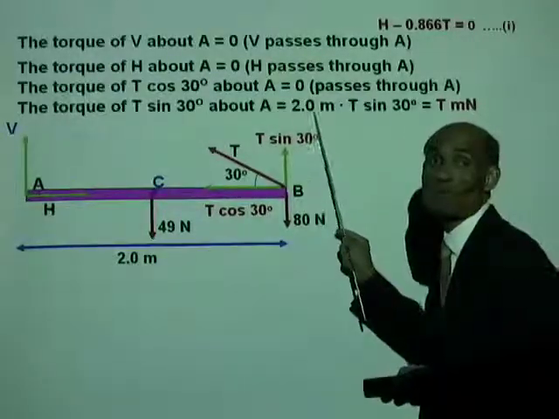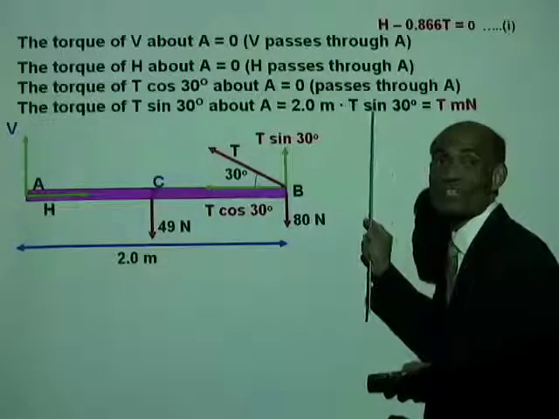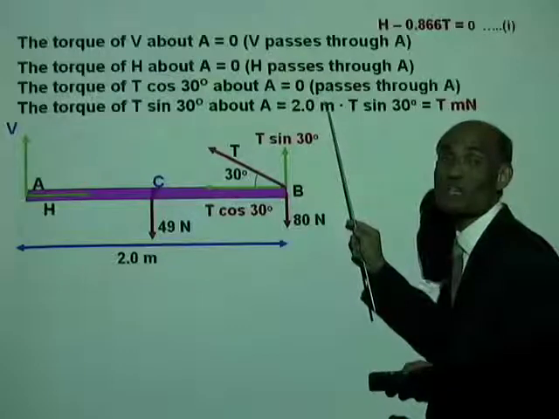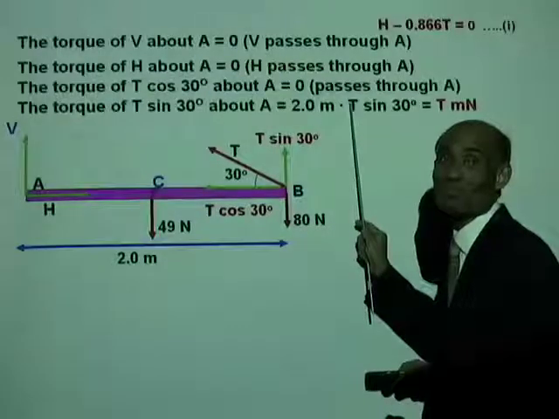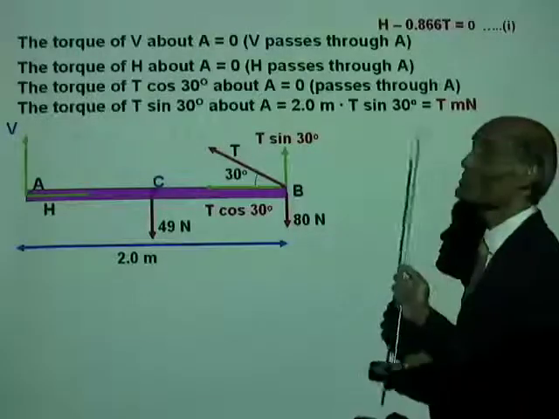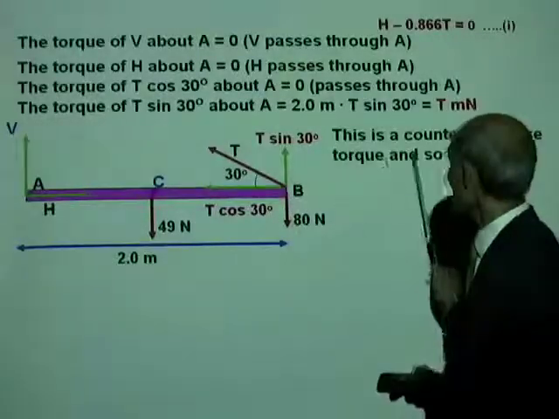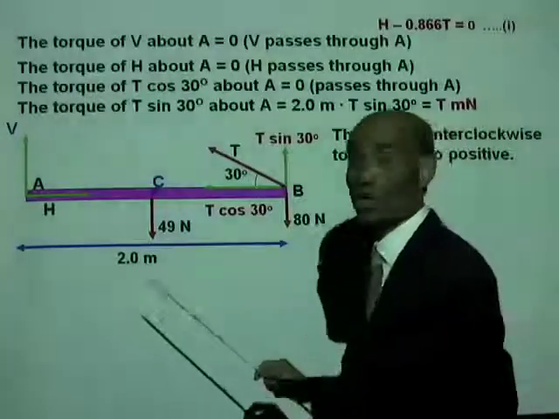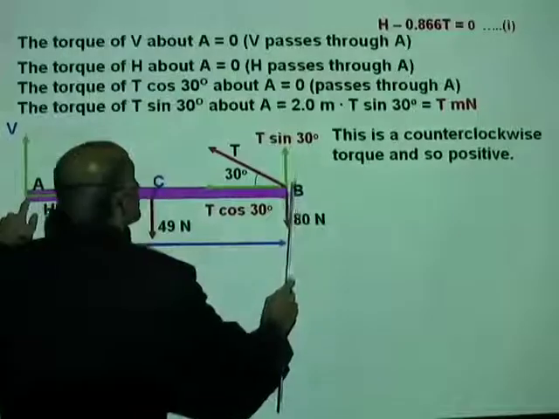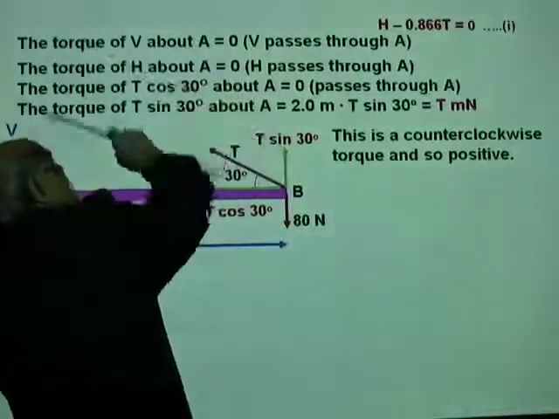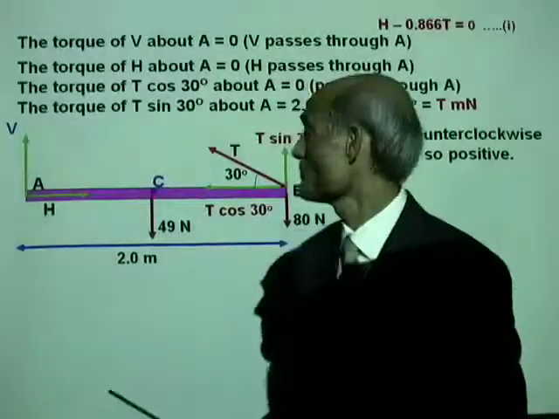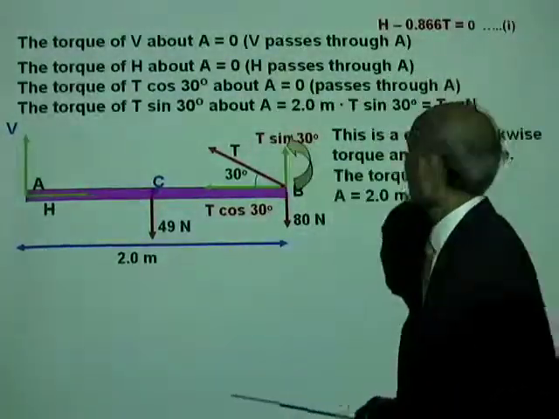And look at the way I simplified it. Sine 30 degrees is 0.5. 0.5 multiplied by 2 is 1. 1 multiplied by T is T. So that torque is T meter Newton. Now this is a counterclockwise torque. Look at that. The torque of this force about A is a counterclockwise torque. Therefore, it is positive.